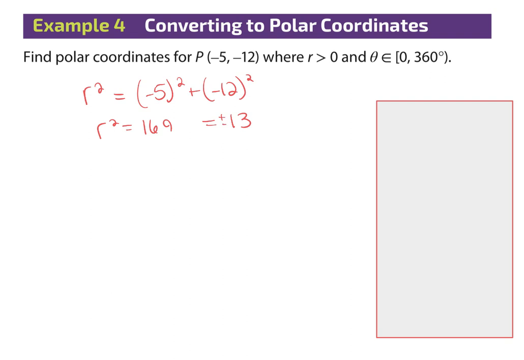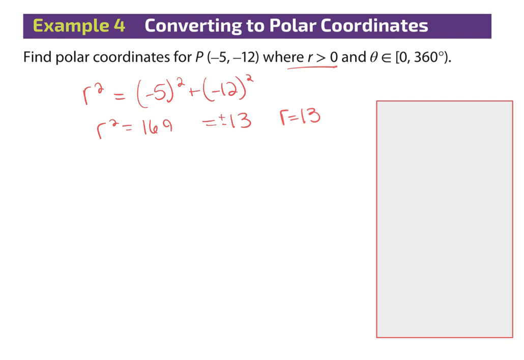Positive or negative, right, if I'm doing this. However, they told me which one I'm using, right? What did they tell me about R? R is going to be positive. So I know that my R is positive 13. That much I know. Now I need to figure out my angle. Well, angle is going to be using that x and y with inverse tangent, just like we've done every time to find angle, all right? Just like we would have done with a vector.